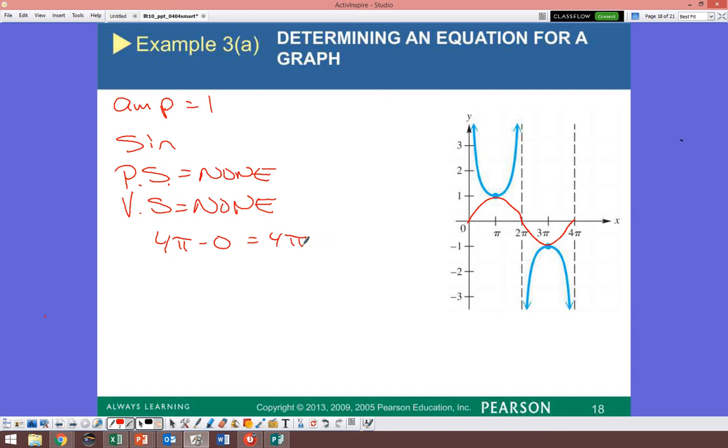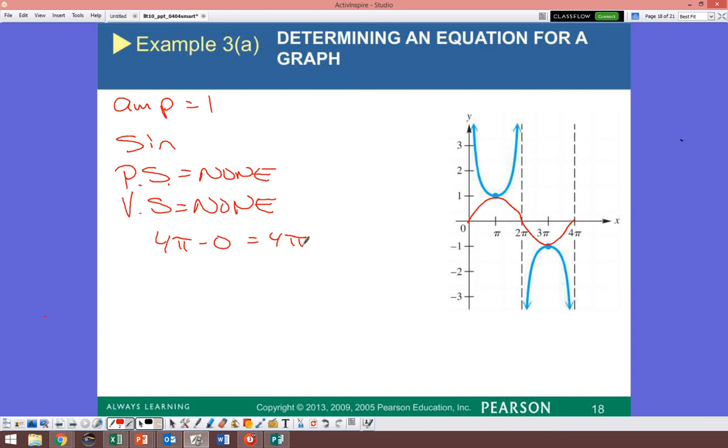Why did you minus it? Because that's where it started. It's going to make more sense when I do one that's not starting at 0, when you're going to have to count it backwards to see how far it is. Remember, period is how long the wave is. How far is it from start to finish? That's what we have here. So it's going to be 4 pi.